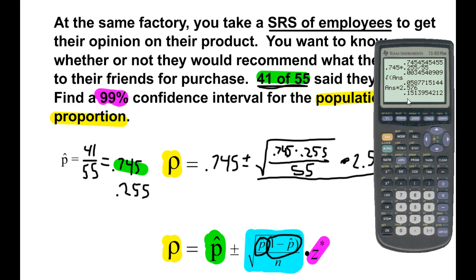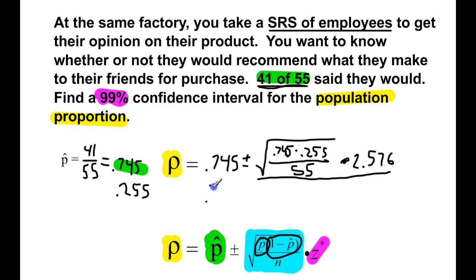This is about a 15% margin of error in either direction, and when we have a sample size of only 55, that's pretty typical to see that. So we're going to say 0.151. 0.745 plus or minus 0.151. And that is our confidence interval for the proportion.